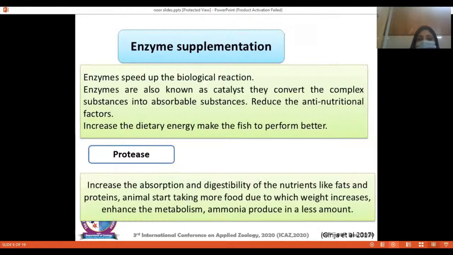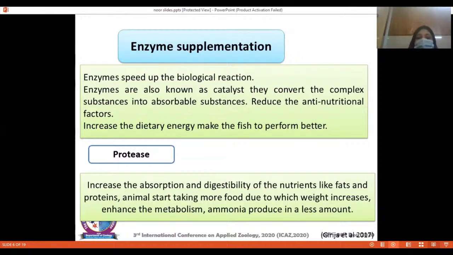The next slide is related to enzyme supplementation. What are enzymes? What is the basic meaning of enzymes? The basic purpose of enzymes is that they speed up biological chemical reactions. They are also known as catalysts. They convert complex substances into absorbable substances, reduce the anti-nutritional factors, increase the dietary energy, and make the fish perform better.